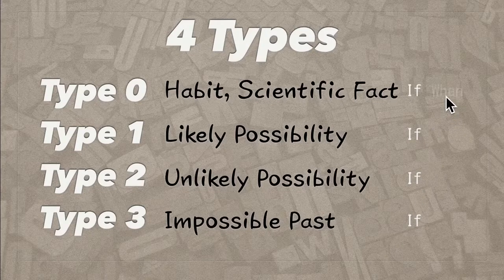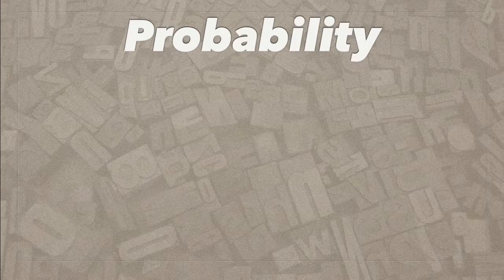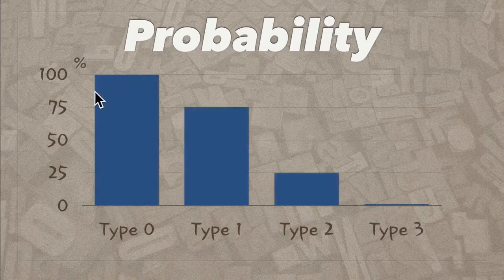However, it's possible to use when in type 0 for each one. Here's a nice chart to help you remember. Type 0, or scientific facts, these are about 100%. These are facts. They will happen. They do happen no matter what.